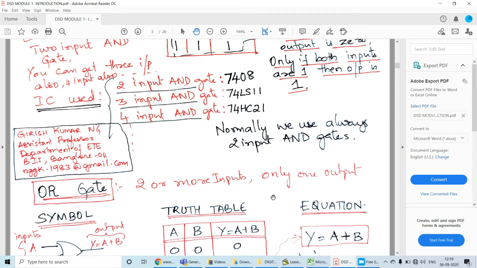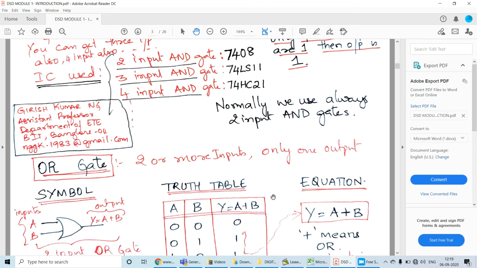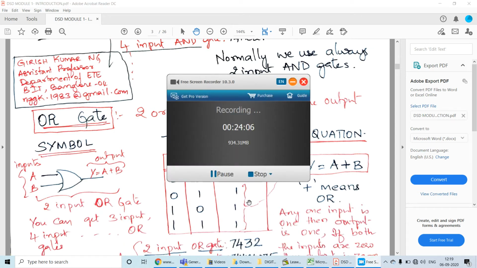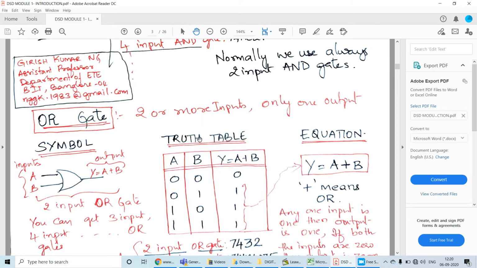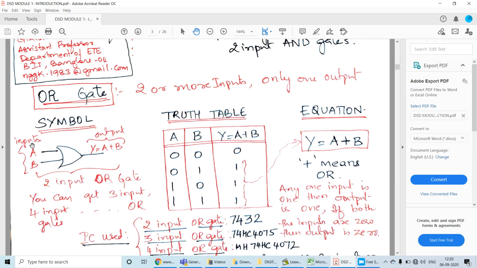Coming to the next IC, which is the 2 input OR gate. Okay, let us get into the OR gate. For the OR gate, again we can have 2 or more inputs, whereas we have only one output. This is the symbol used for the OR gate. I hope you can see the symbol used for the OR gate. Always keep these symbols in mind. You have to go through this.